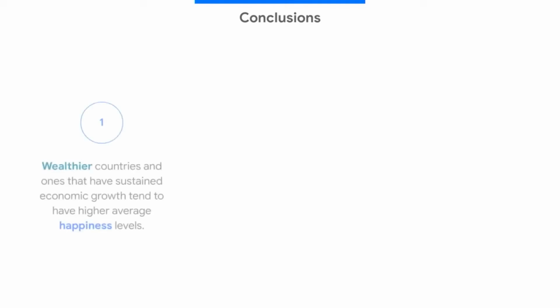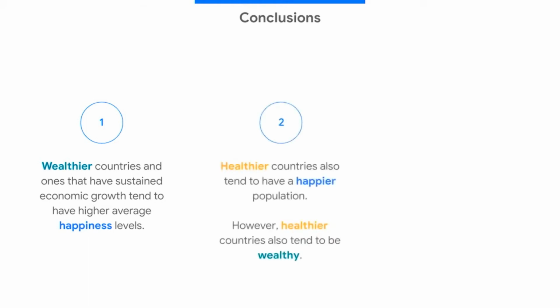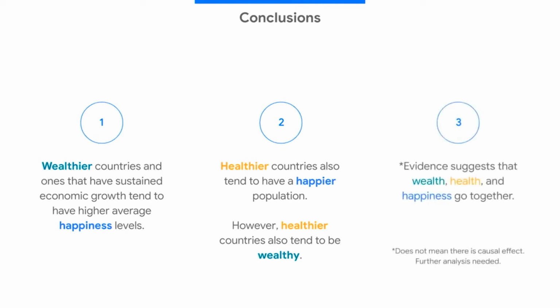Your first conclusion from your overall presentation: wealthier countries and ones that have sustained economic growth tend to have a higher average happiness level. Your second conclusion: healthier countries also tend to have a happier population. However, healthier countries also tend to be wealthy. And finally, this is where you take it home. So our evidence suggests that wealth, health, and happiness all go together.